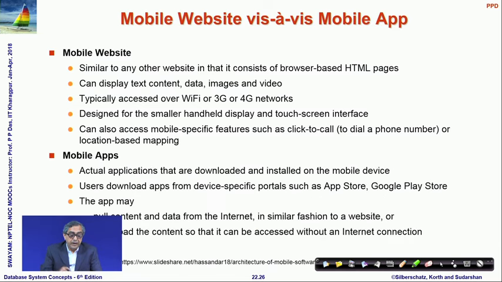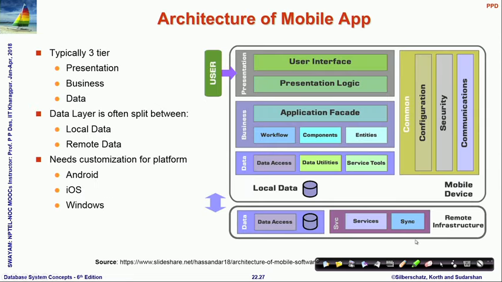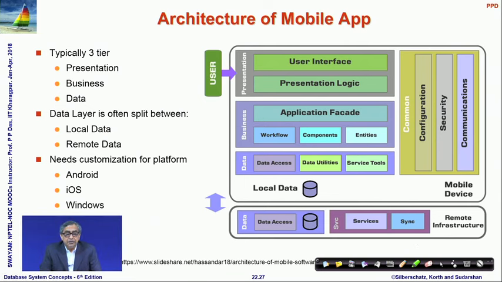In contrast to that, mobile apps are actually applications that are downloaded and run on the system. So, these are all different possibilities, and even though mobile websites are also becoming popular, certainly mobile apps are very common in terms of a majority of critical applications of databases that we have. So, this is a typical architecture of a mobile app.